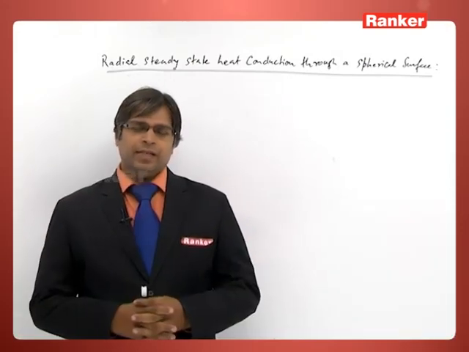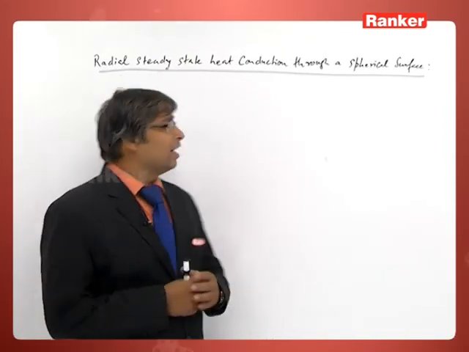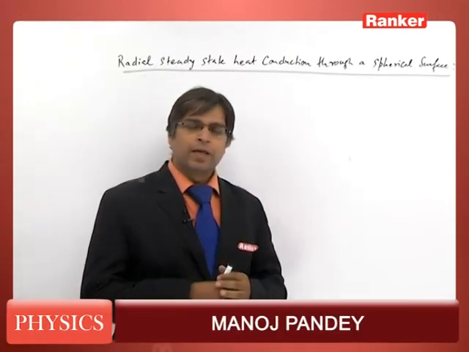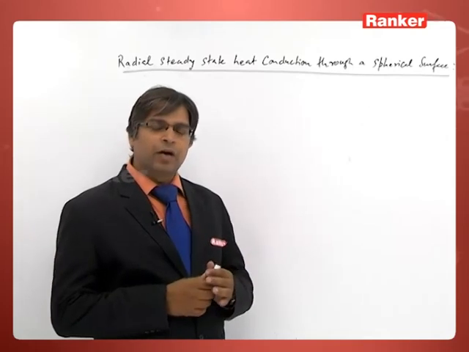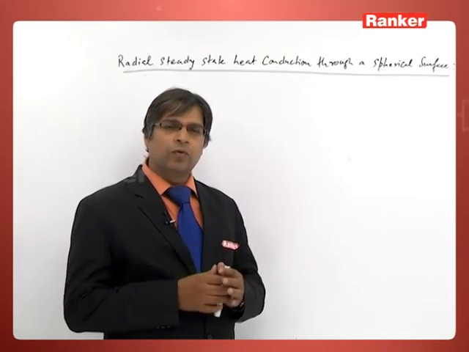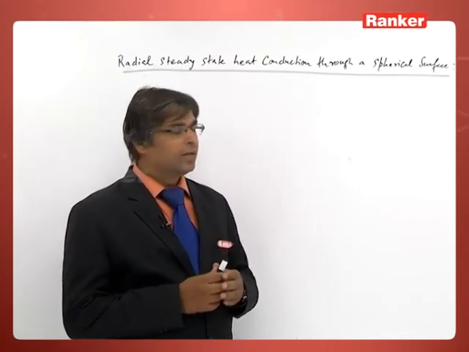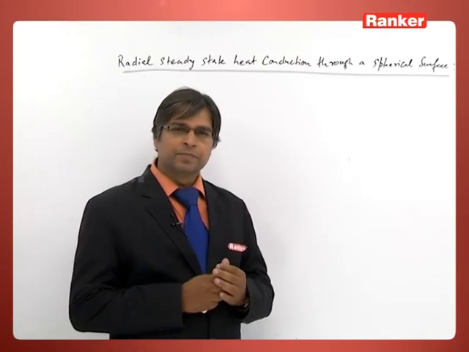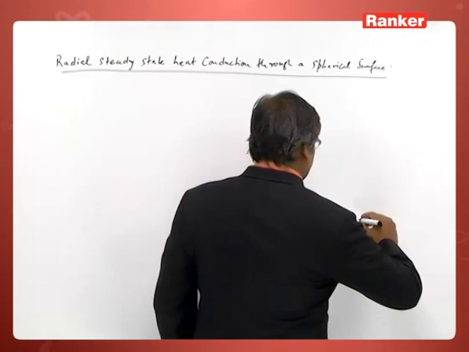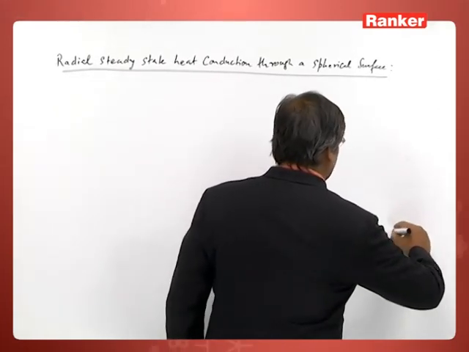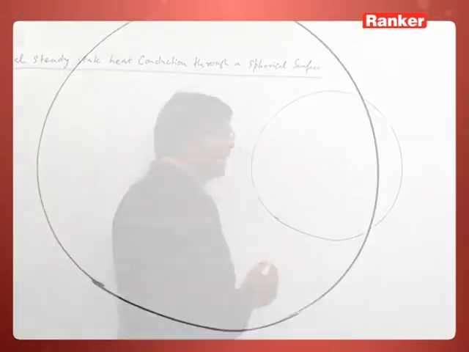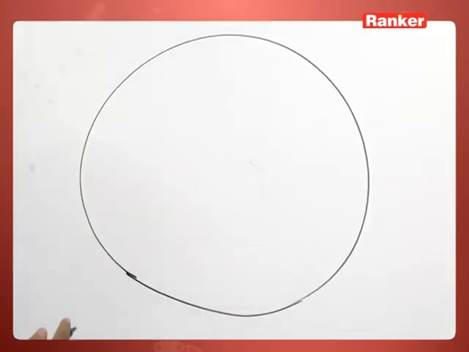So, now let us see the radial steady state heat conduction through a spherical surface. Already we have derived the result for one dimensional heat flow, but that can be extended to radial flow for cylindrical and spherical surfaces. First of all, see spherical surface. We need to understand here that the same laws, one dimensional laws, can be extended to radial flow.